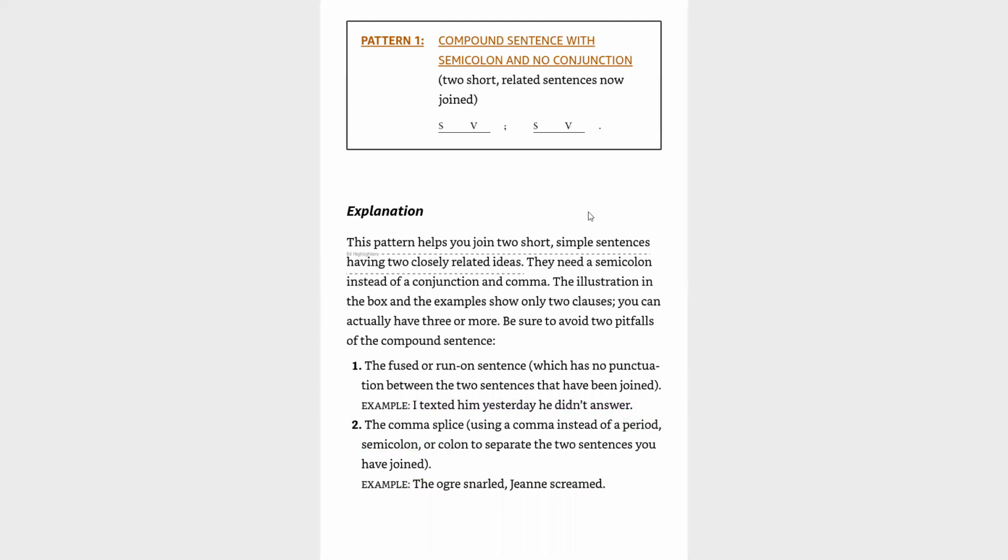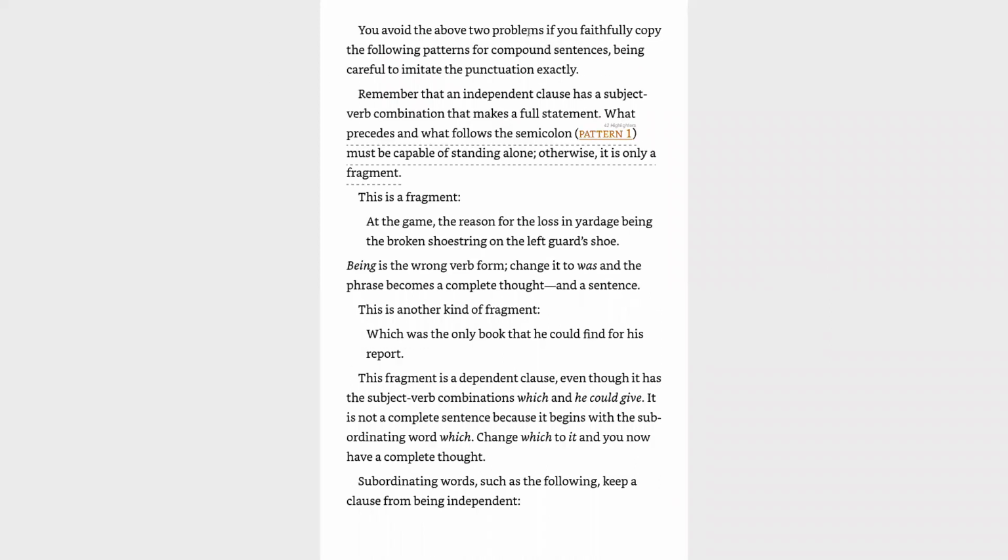Okay, so that is pattern number 1. You avoid the above 2 problems if you faithfully copy the following patterns for compound sentences, being careful to imitate the punctuation exactly. So subject verb, semicolon, subject verb. Remember that an independent clause is a subject verb combination that makes a full statement. What precedes and what follows the semicolon must be capable of standing alone. Otherwise, it is only a fragment. Okay, so we have run-on sentence, we have comma splice, and we have fragment.